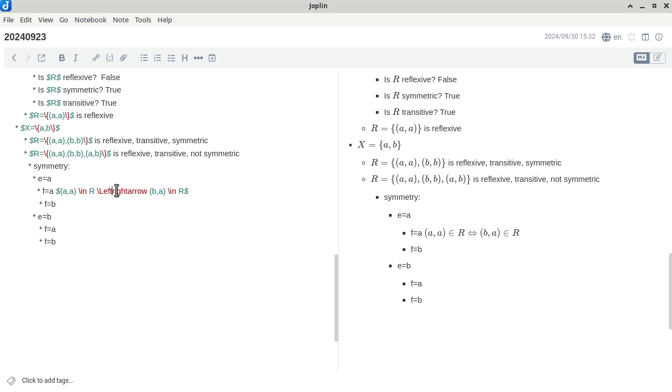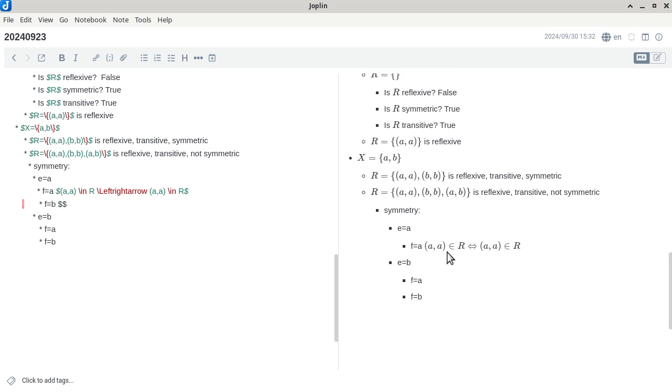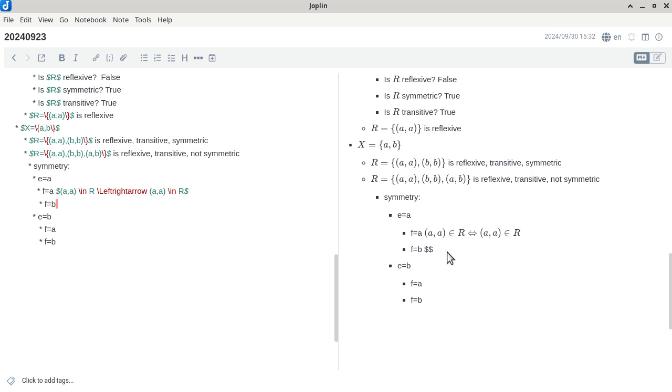So we have AA and AA. In this case, is it true or false? It is true because AA is in R is true, AA is in R is also true, and true if and only if true is true. Very good. So now we move on to the next one, which is going to be similar. So let me do the lazy thing.